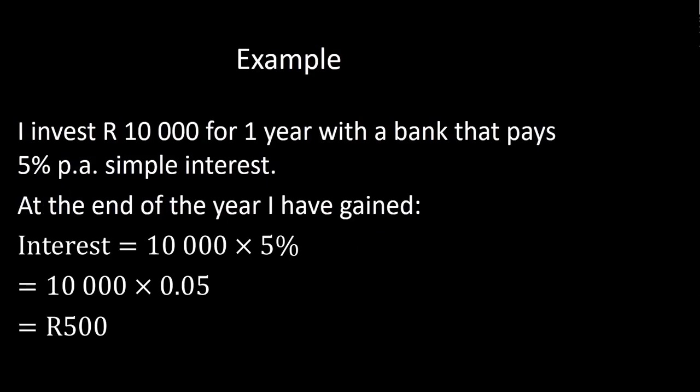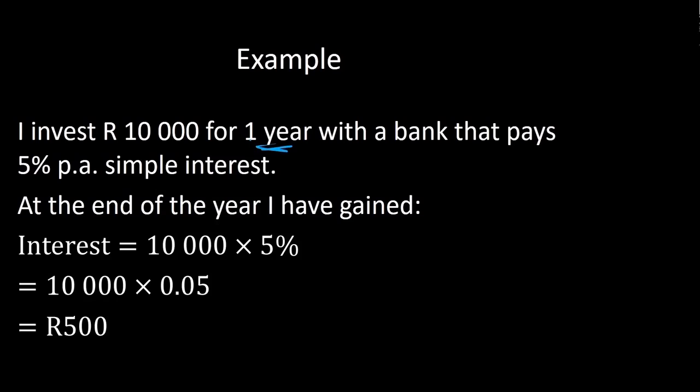Okay. An example of simple interest, let's say that I invest 10,000 Rand for a year with a bank that pays 5% per annum simple interest. So while we're looking at this question, what's also important to note is that simple interest will always be earned on a yearly basis. So we don't deal with months or quarters. With simple interest, all our time periods must be converted to years. So here we just see that our investment has been invested for 1 year.